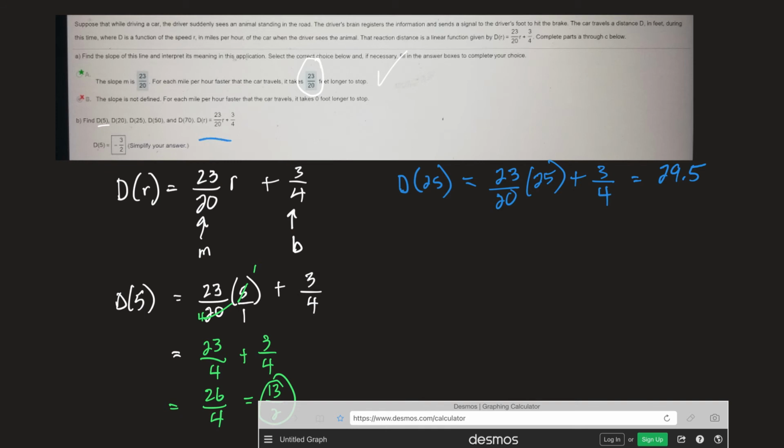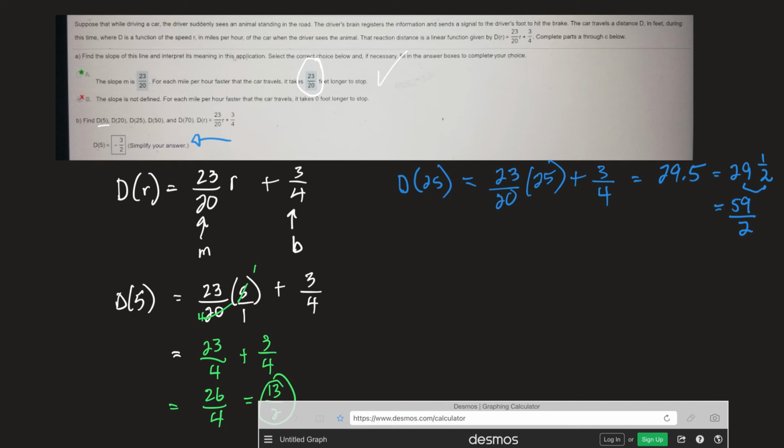Now the question here says simplify your answer. So they probably mean they want fractions. So I guess you could write that as 29.5. Or if you'd want to change it to an improper fraction, take 2 and multiply by the 29. That'll give you 58 plus 1. So that would be the same thing as 59 over 2.